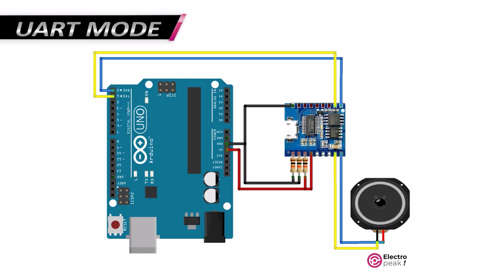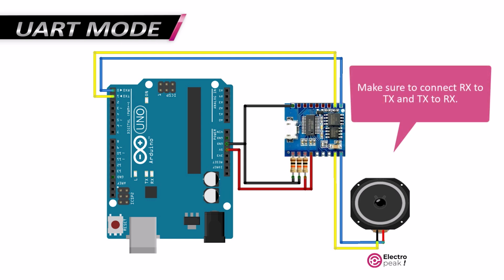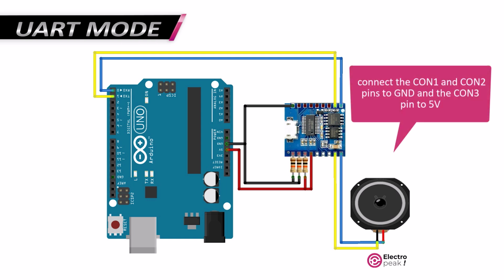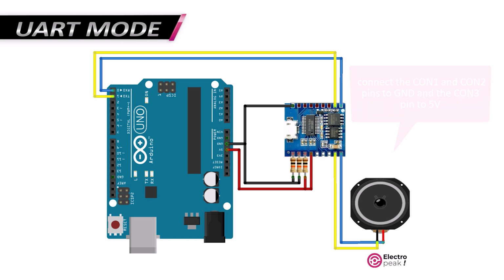The first mode to test is the UART mode. Refer to the wiring diagram and connect the Arduino serial pins RX and TX to the corresponding pins on the module. Make sure to connect RX to TX and TX to RX. To put the module in UART mode, connect the CON1 and CON2 pins to GND and the CON3 pin to 5 volts, using 1 kilo ohm resistors.